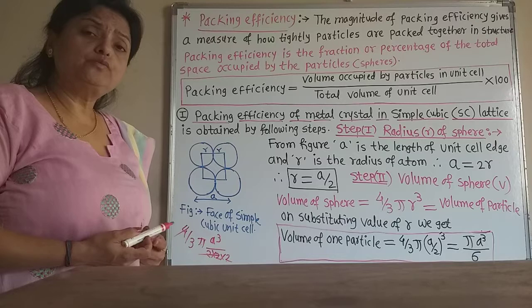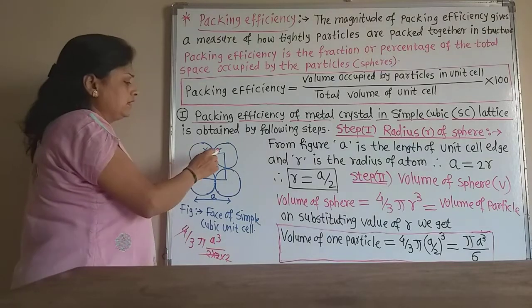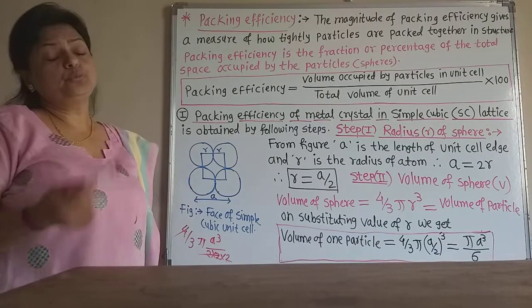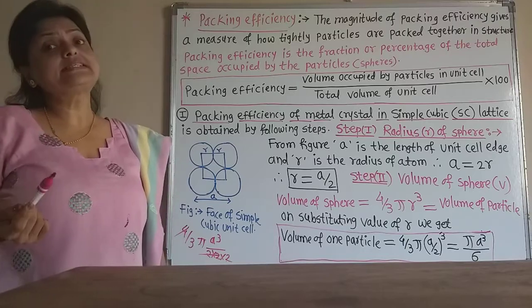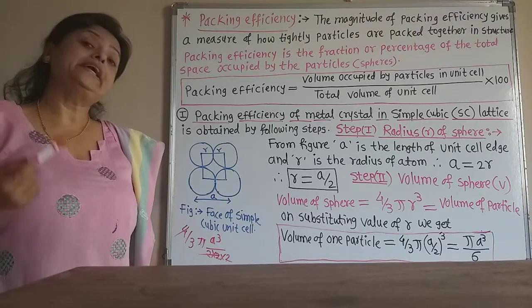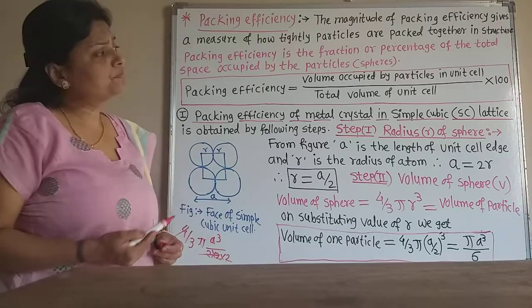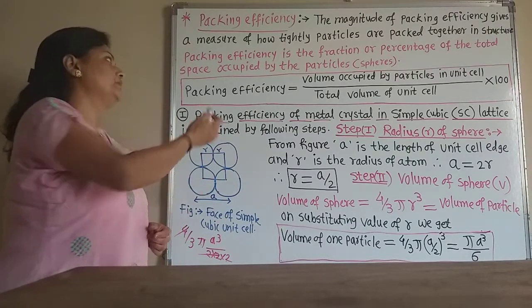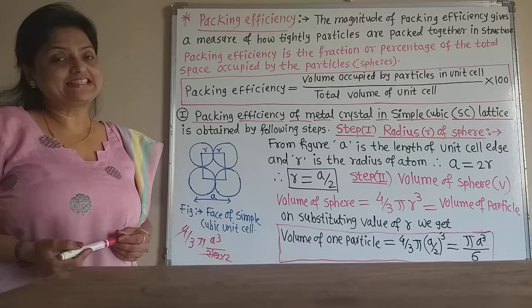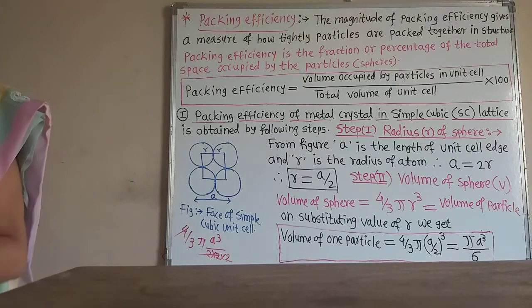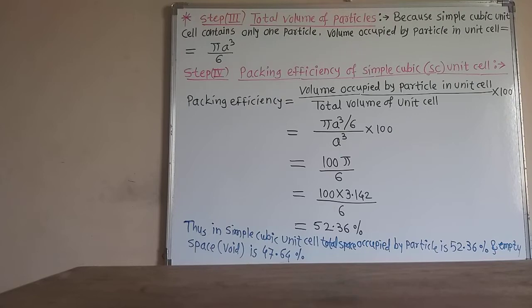So the volume of one particle is nothing but the volume occupied by the particle in the unit cell, and the total volume of the unit cell is calculated by multiplying length into breadth into height, and all are similar, a. So a cube is the total volume of the unit cell, and just multiply by 100, we obtain the packing efficiency. Let us calculate the packing efficiency in the simple cubic unit cell. Now see students on the blackboard.